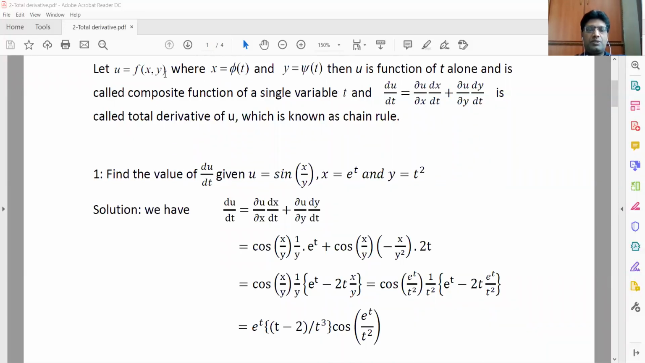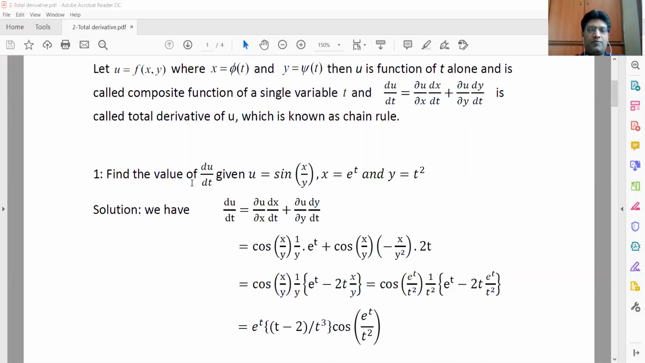And because u is a function of t only, it acts as an ordinary derivative. So if I want to calculate du by dt, then the formula is dou u by dou x into dx by dt, because x is a function of t, plus dou u by dou y into dy by dt, because y is another function of t. So this is called the total derivative of u, which is known as the chain rule. Okay, so we'll see this with one example here.